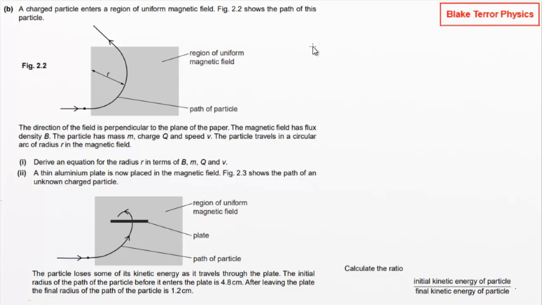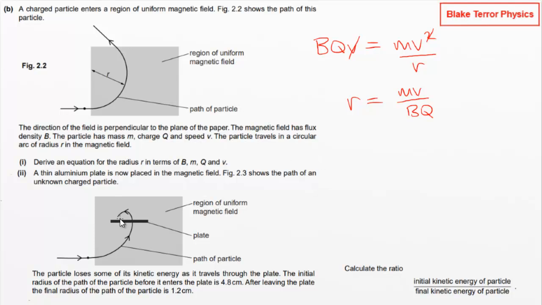So our force on a charged particle due to the magnetic field is Bqv, and that is going to be equal to our centripetal force because we're moving in a circular arc, so it's equal to mv squared over r. We just need to rearrange this to make r the subject. We can cancel a v on either side and say that r is equal to mv divided by Bq.